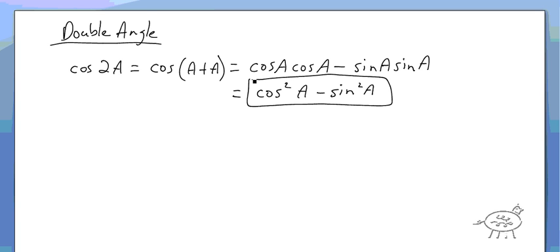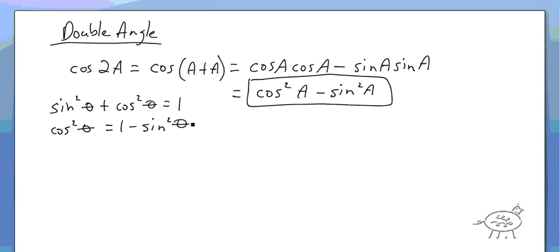Now, if you remember, one of our identities, we have sine squared of theta plus cosine squared of theta equals 1. And I can actually rewrite that, and I can solve for either sine squared of theta or cosine squared of theta. So if I solve for cosine squared of theta first and subtract sine squared of theta from both sides, I get cosine squared of theta is equal to 1 minus sine squared of theta. Those are some of the identities that you were asked to memorize too, so you should know that.